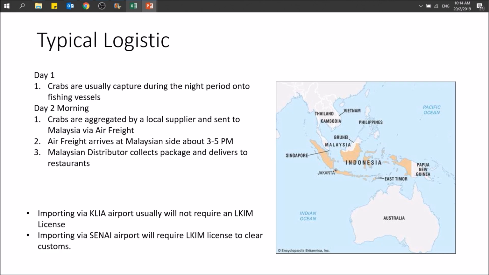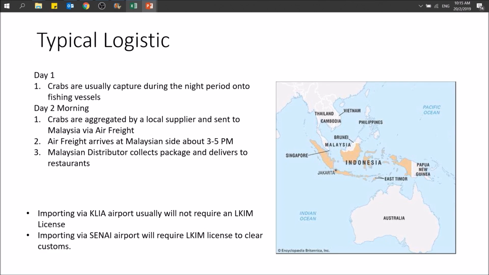So usually what happens is fishermen might also catch 1 or 2 days earlier, keep the crabs on their side, and sell it to the first trader. So that adds another 2 more days on top of a 3-day supply chain cycle, making the total supply chain about 7 days. So this is important to take note the typical logistic and how long does it take to reach the end consumer. So this is for Malaysia.